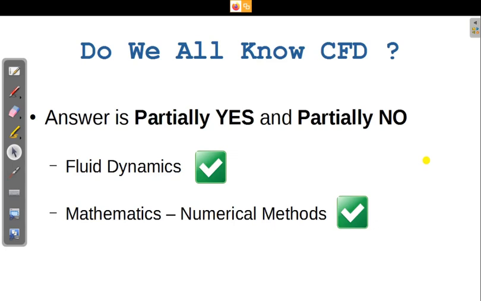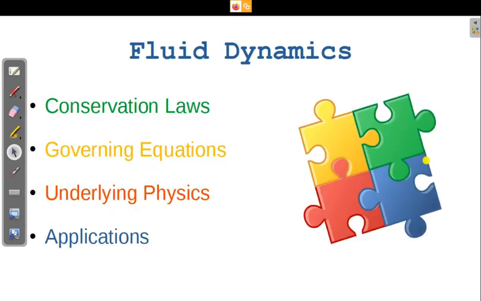Then comes your question, what is partially no? The answer is about integrating this fluid dynamics and mathematics in terms of a program or a software. That's where we do not have the upper hand. So we have to give some importance to that particular aspect. If we know that aspect, we will be able to use numerical methods to solve fluid dynamic problems.